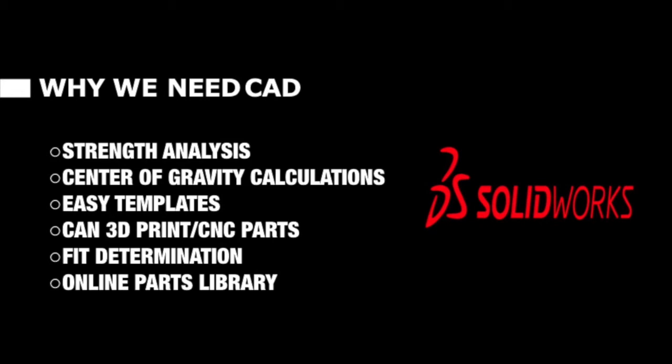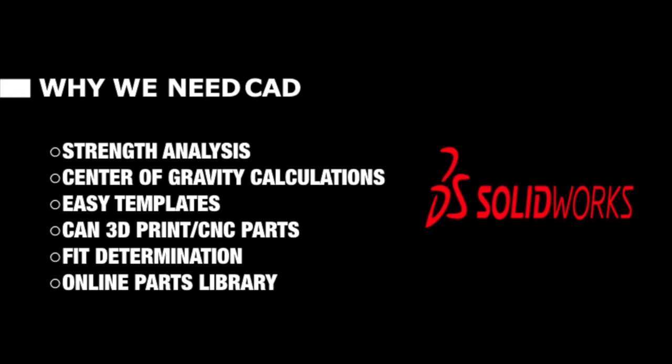So if you're building a climber or any other instance where you would need to calculate the center of gravity, you can do that easily on CAD. They're easy templates, as we talked about before. You can 3D print and CNC parts, which is crucial, and we'll talk about 3D printing more later. You can use fit determination to determine how big your robot is and how you will fit all the parts into your small 18 by 18 by 18 square.